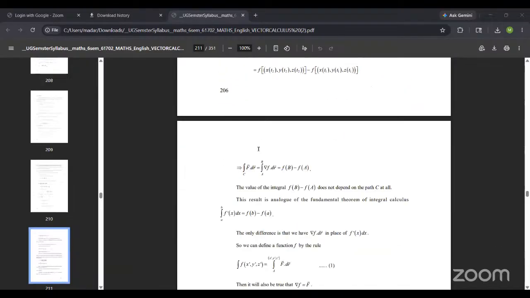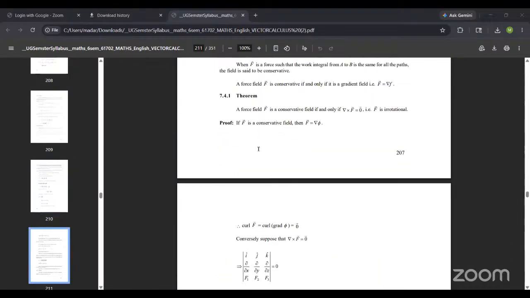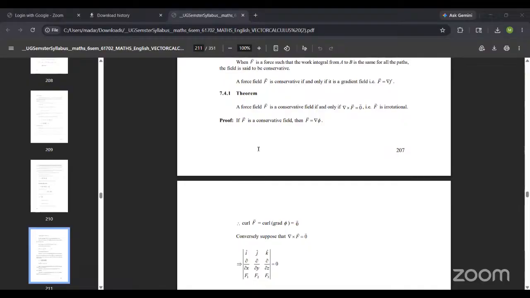So next, path independence. A force field F is a conservative field when nabla cross F equal to 0. That is, F is irrotational. What is the meaning of F irrotational? When nabla cross F equal to 0, then F is called irrotational.